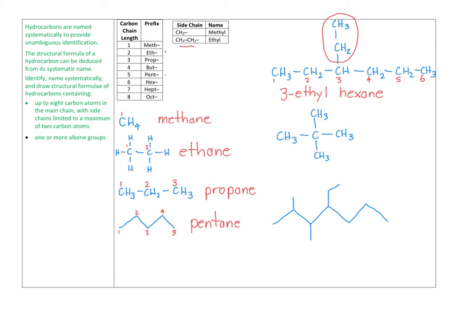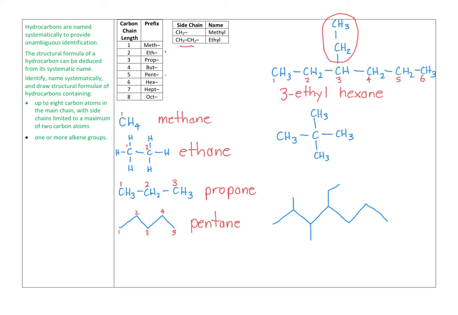Now you might say, oh, what if we'd numbered it from the other way? Then we would have had 1, 2, 3, 4 ethyl hexane. Why is it 3 ethyl hexane, not 4 ethyl hexane? You always number it so you get the lowest possible number. Because we get a 3 there, 3 is lower than numbering it from the other end and getting a 4. So that becomes 3 ethyl hexane.